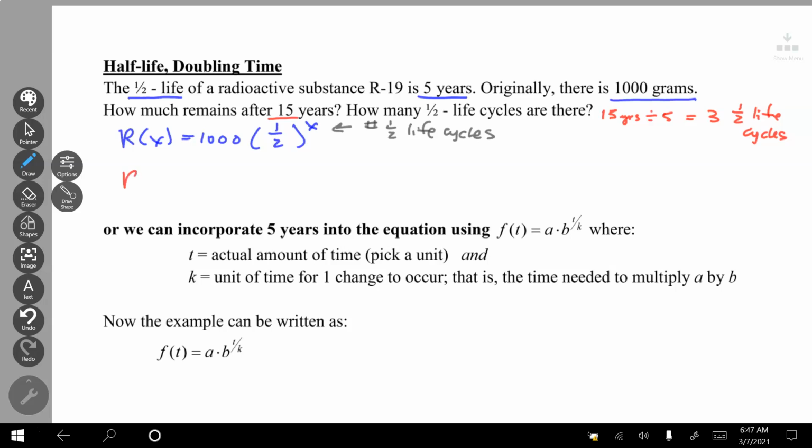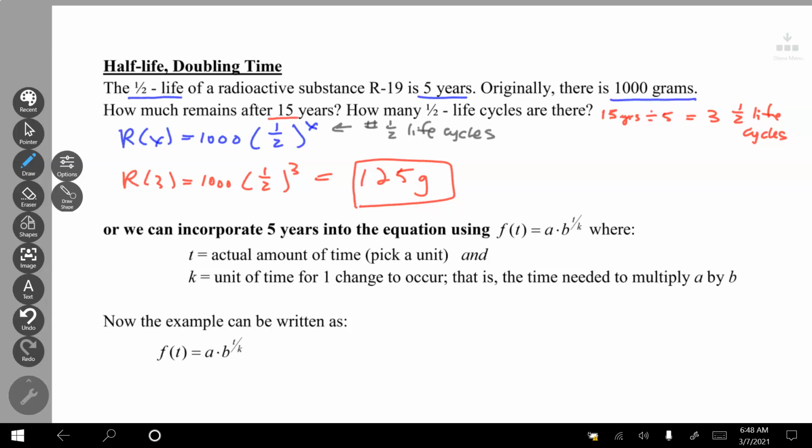So I'm going to plug 3 in here. And when I put this into my calculator, well, I could do a half 3 times. Half of 1,000 once is 500, twice is 250. A third time would be 125 grams. So after 15 years I would have 125 grams.